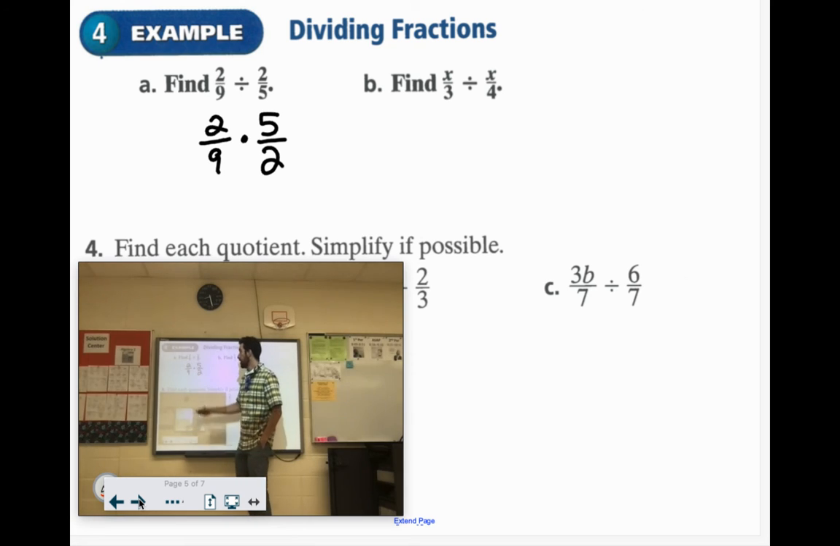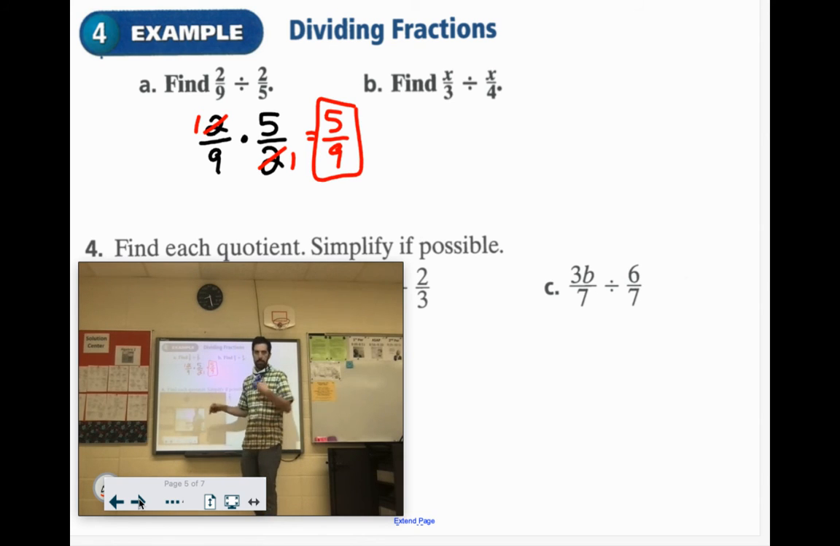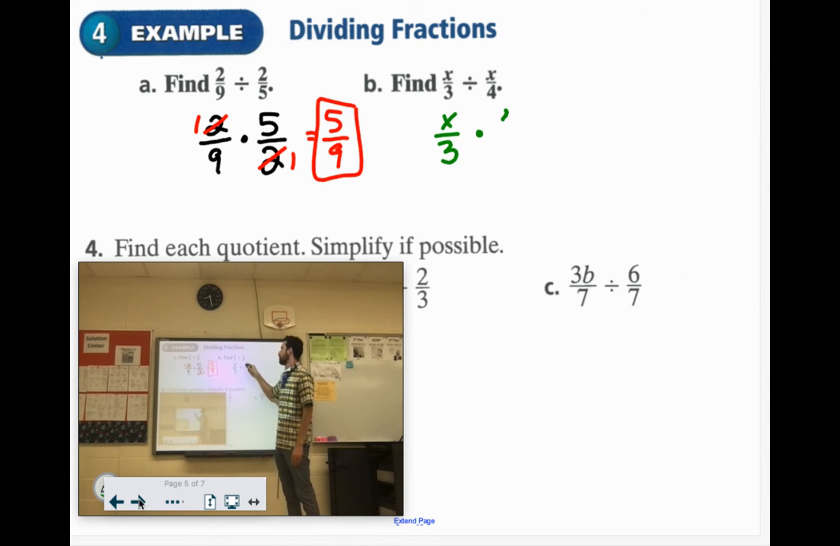Simplify first. 2 and 2. Do 5 and 9 have anything in common? No. So up top, 1 times 5 is 5. 9 times 1 is 9. That's it. Keep the first fraction, change it to multiplication, flip the second fraction, and then you're doing a multiplication problem. Keep it, change it, flip it.